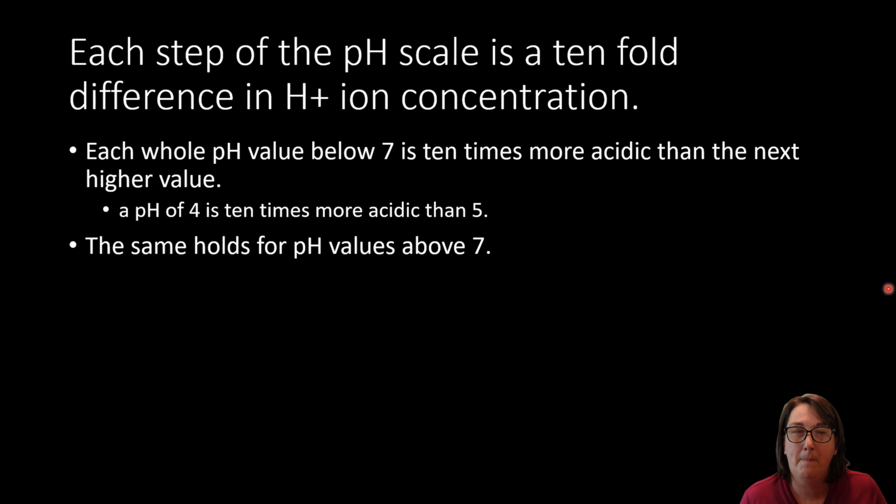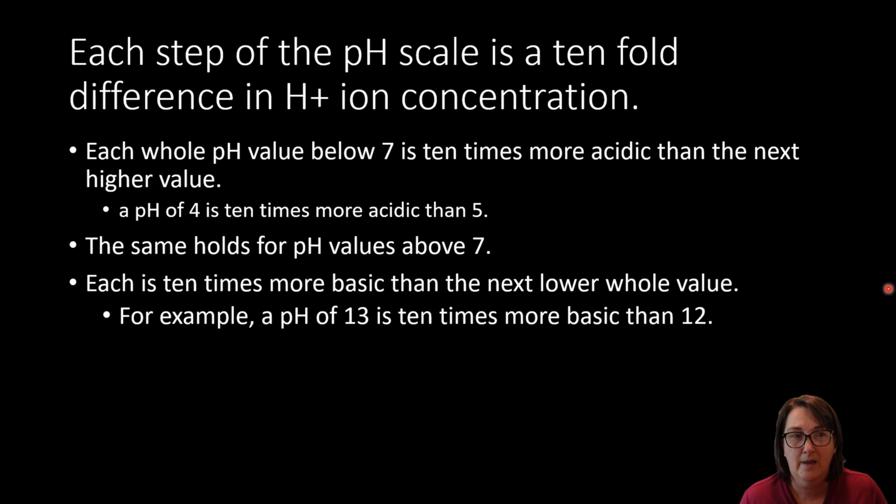So sometimes people get confused. They think if I'm getting bigger, I'm getting more acidic, where you're actually getting more basic. The smaller my number, the more acidic I'm getting. So if I have 4, it's going to be more acidic than a 5. If I go above a 7, I'm becoming more basic. So each is 10 times more basic than the lower value. So if I have a 13, which is a very strong base, it's going to be 10 times more basic or stronger than a 12.